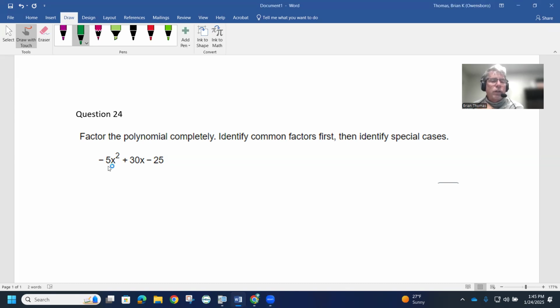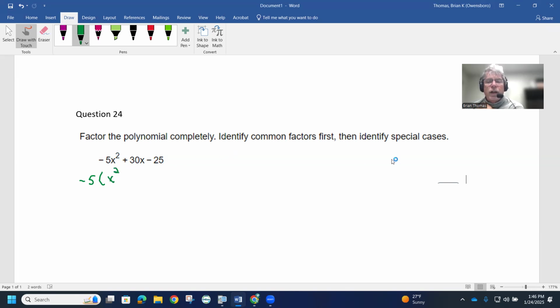Also, since it's negative, it's not a bad idea to factor the negative out. I prefer the quadratic term to be positive. But notice that all three terms also have a common factor of 5 in them. So what we're going to do is factor negative 5 out. In doing so, that's going to leave me the x squared.